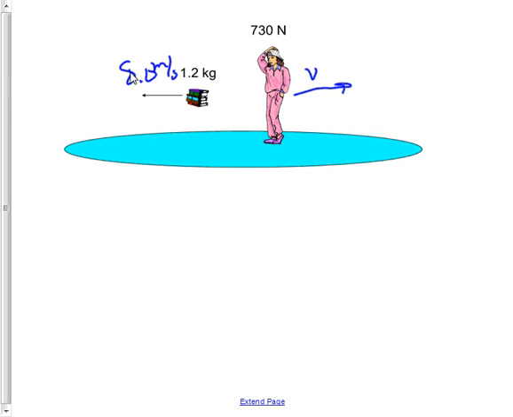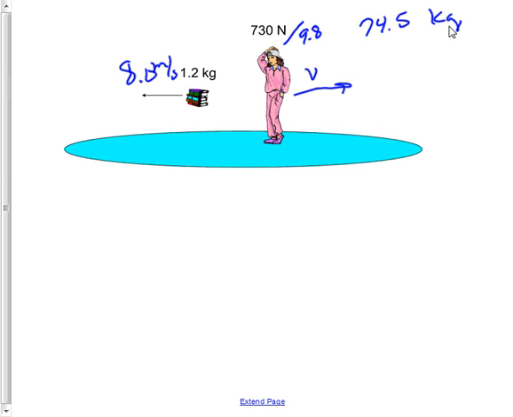Again, according to Newton's third law, she applies a force in this direction. An equal and opposite force should be applied in this direction. Now, she has a weight of 730 newtons. We need to divide that by 9.8 in order to get her into kilograms, which would be 74.5 kilograms.